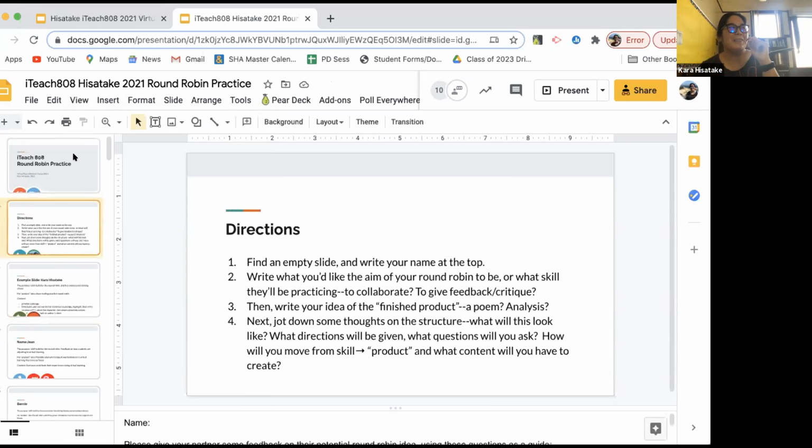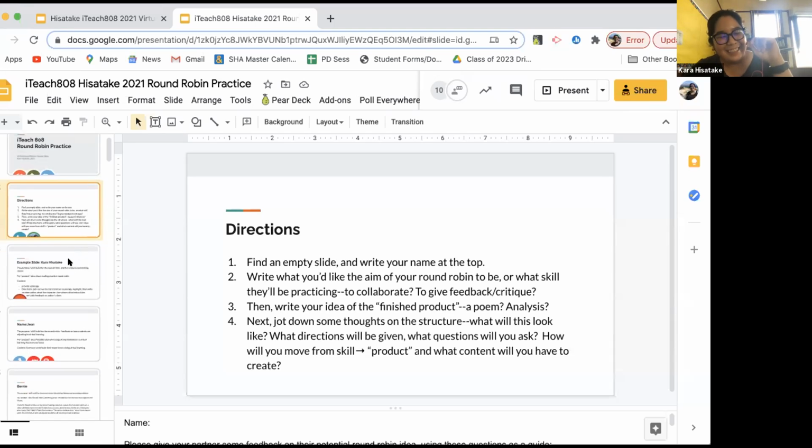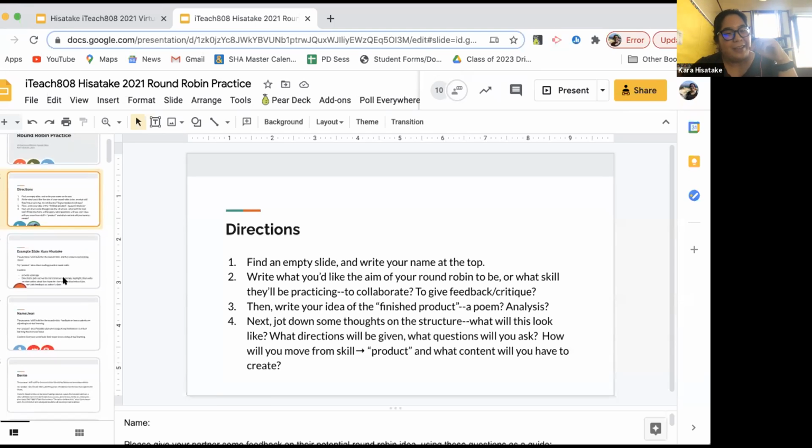Okay, this is just brainstorm, and I just wanted to do something useful so that one, you could experience what this is like from the student end, and also so you could take home something which you could possibly use in your own classrooms. So we're gonna do the round robin part of this now.